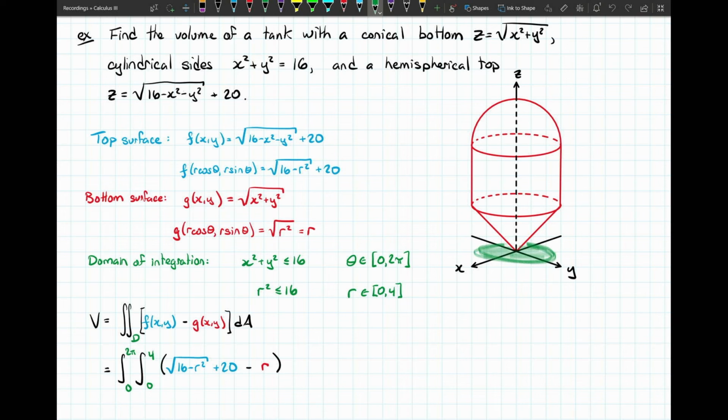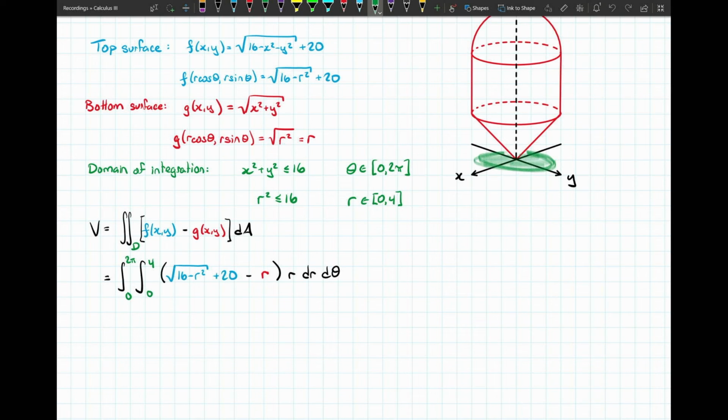Now that dA is turning into a polar rectangle version, so we have to have an extra factor of r, dr d theta. And make sure we match dr to the boundary 0, 4, and d theta to the boundaries 0 to 2 pi. Now we're extra lucky here because when all of the boundaries are constant and we can separate variables out, this will allow us to evaluate each of these iterated integrals separately and multiply the results.